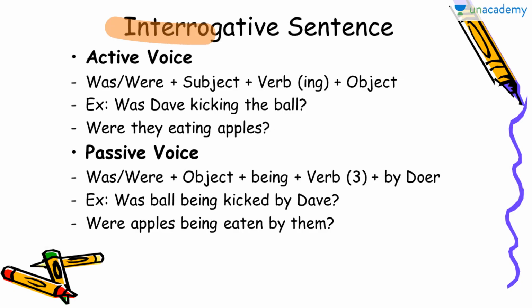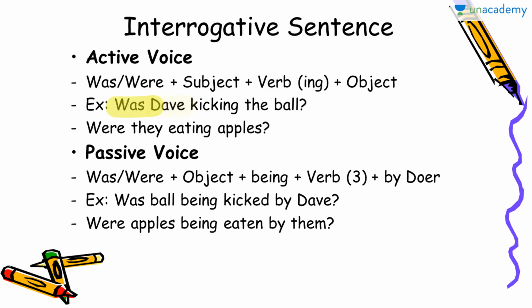Then we see interrogative sentence. Now interrogative sentences are of two types. One type is when the answer is just yes or no. In such condition, active voice will start with was or were, followed by the subject, then verb ing form, and then object. For example, was Dave kicking the ball?